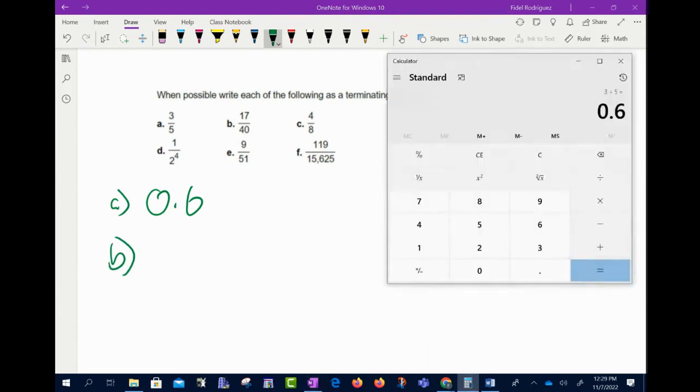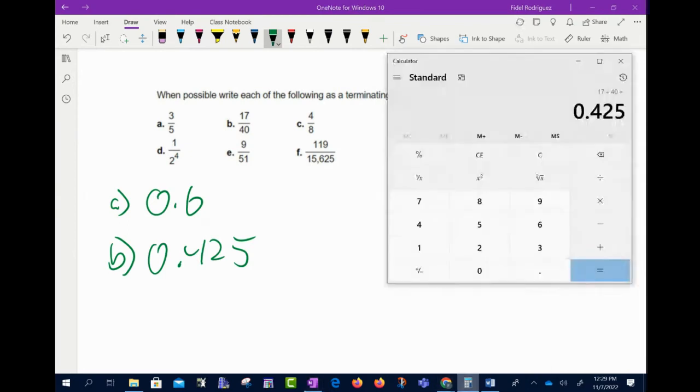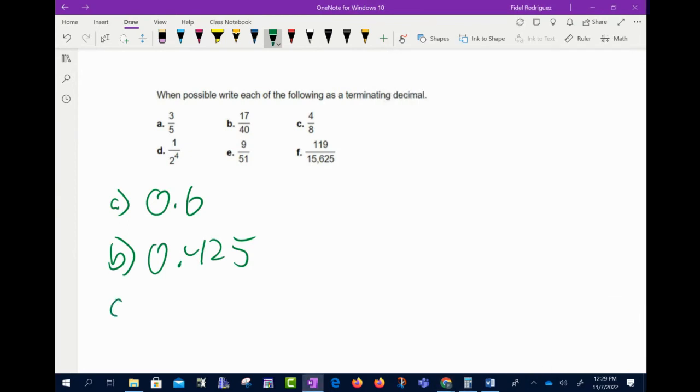Let's do part B, okay? What's 17 divided by 40? Look, it's 0.425, okay? Again, what do we mean by terminating decimals? It means that when I do this on my calculator, it doesn't go on forever, okay? I'll do the same thing here. I'll say, look, what's 4 divided by 8? Look, it's 0.5, right? Okay.